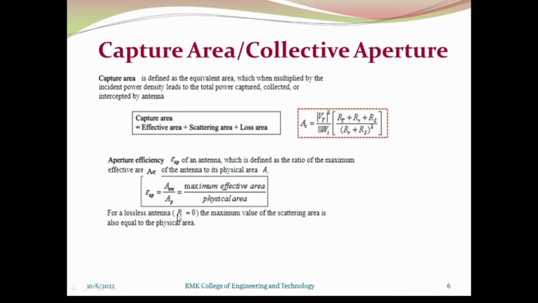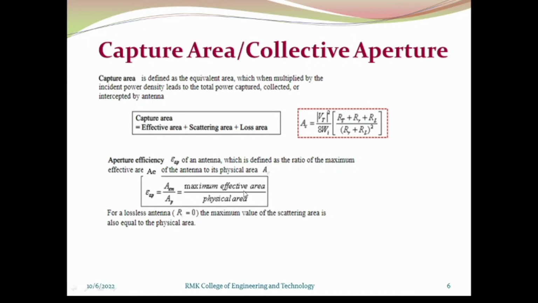So now the collective aperture, or capture area, is calculated as the effective aperture plus the scattering aperture plus the loss aperture. By combining all three equations we get the collective aperture, and this is the aperture efficiency. Aperture efficiency is nothing but, for the entire physical area, the maximum effective area or maximum effective aperture. So this is the ratio for getting the aperture efficiency.